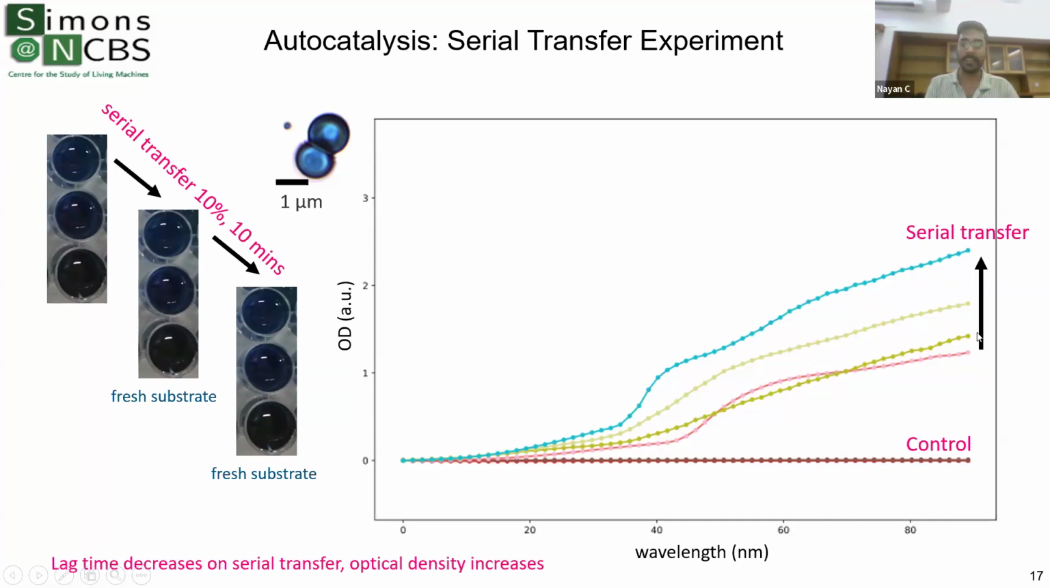And we do see that as a function of serial transfer, the lag time decreases and also the optical density increases too, which shows us initial signatures of autocatalytic-like behavior in our system of microsphere formation. Now, these OD and mass measurements are measurements at population level. We wanted to check what is happening at a microscopic level to the microspheres as a function of time. So the dynamics of them as a function of time.